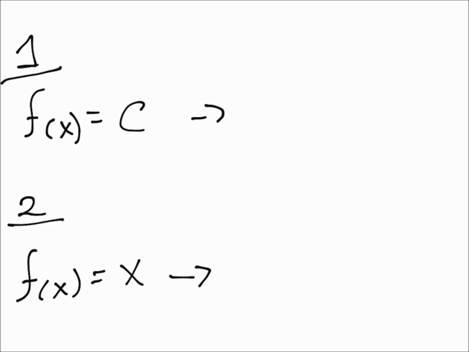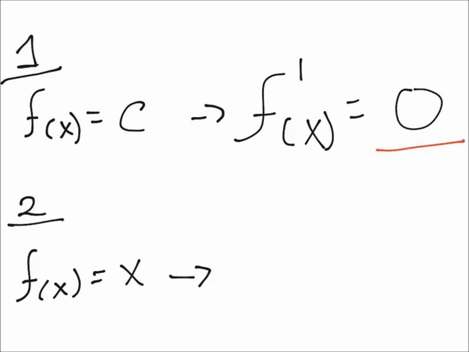So the derivative of a constant is going to be, this is the symbol for the derivative, it's always going to be 0. And again, I'll demonstrate all of this at the end of the video. So the derivative of a constant is going to be 0.